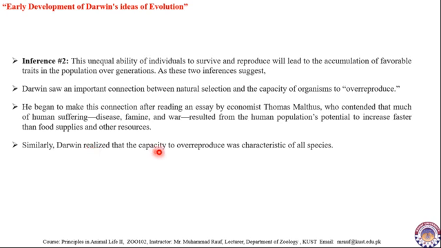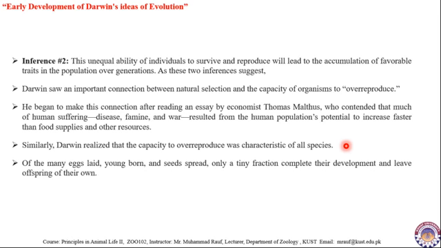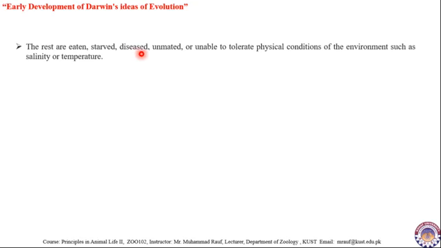Similarly, Darwin realized that the capacity to overproduce was characteristic of all species, means all the species have this innate ability to reproduce, to transfer their genes. Of the many eggs laid, young born and seeds spread, only a tiny fraction complete their development and leave offspring of their own. So only a small fraction of the eggs laid and of the young born and of the seeds produced reach their reproductive age. The rest get destroyed. The rest are eaten, starved, diseased, unmated, or unable to tolerate physical conditions of the environment, such as salinity or temperature.